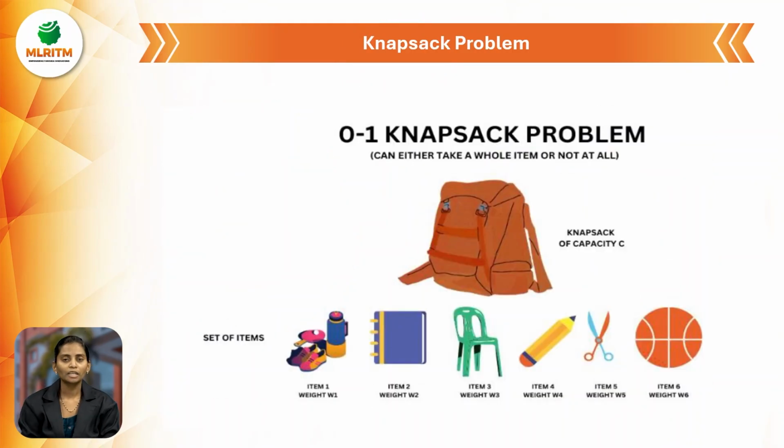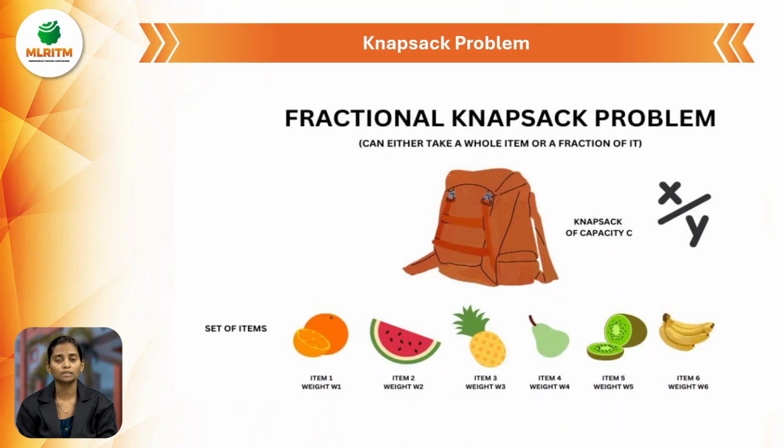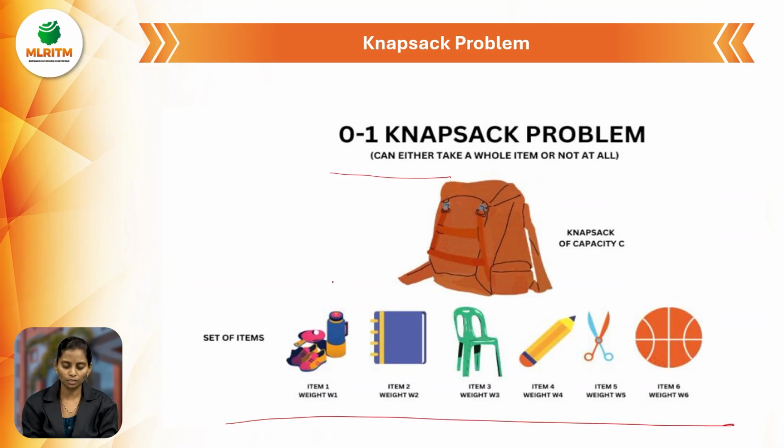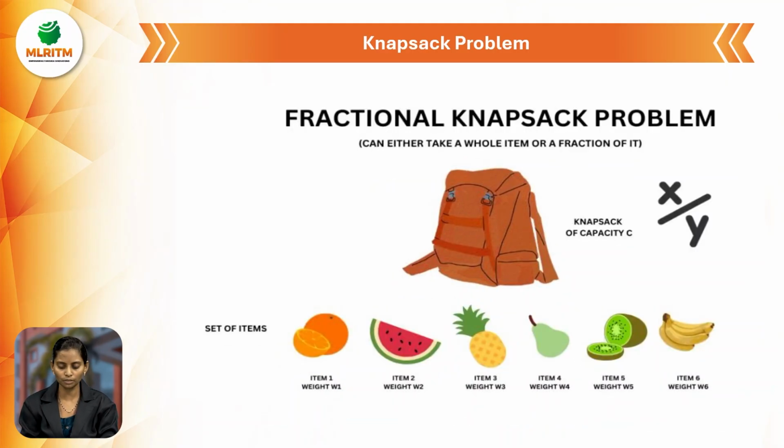It can be categorized as the 0/1 knapsack and the X by Y knapsack, which is also considered the fractional knapsack. Let us glance at these examples. Consider a gym bag: it has a chair, a pencil, scissors, and other unique items. Whereas here you can see the difference: we have half portions of a fruit and half portions of all the fruits, which is considered an X by Y knapsack. That is nothing but the fractional knapsack.